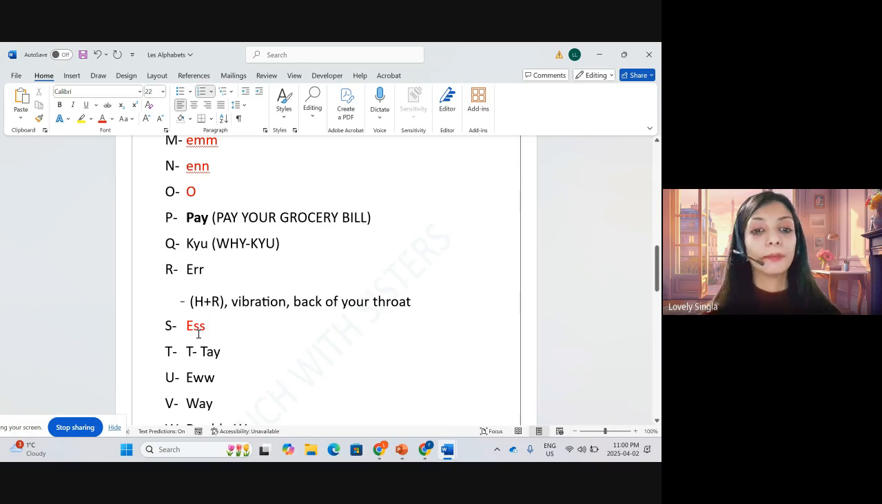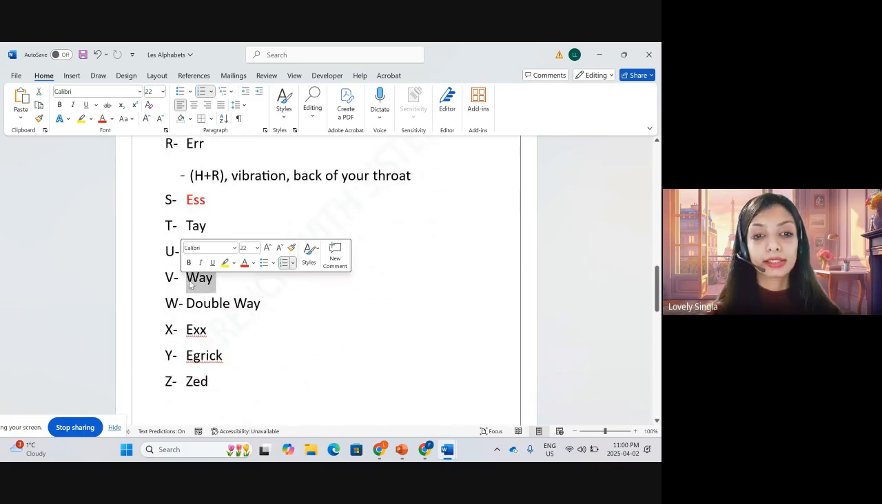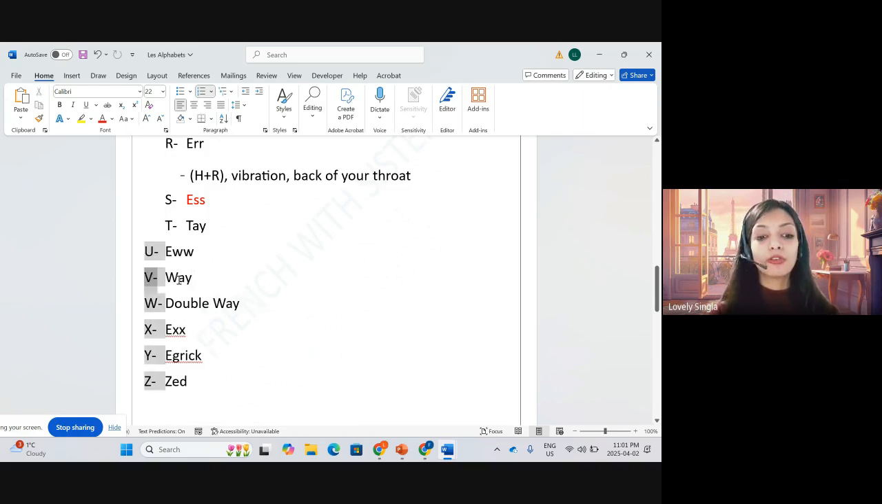So it's S. Then we have T, which is te. So T is te, te. Then we have U, which is U. Just like when you see something dirty or disgusting or cheap, you say, ew, how cheap, how mean, how disgusting. Similarly, you're going to say U as ew. Then we have V, guys. V is more like way. It sounds like way when you, for example, ask for directions from someone. You say, could you please tell me the way to go to that place? So similarly, you're going to say way for pronouncing V in French.